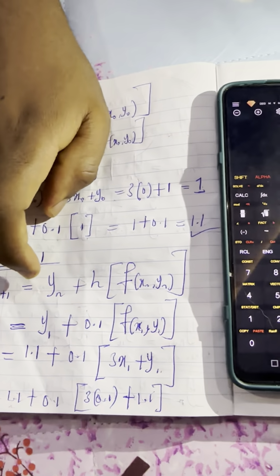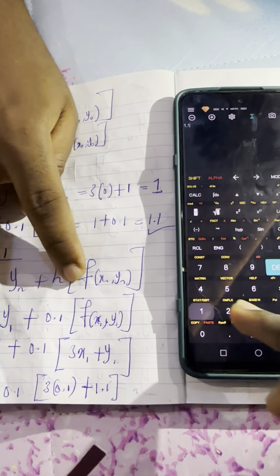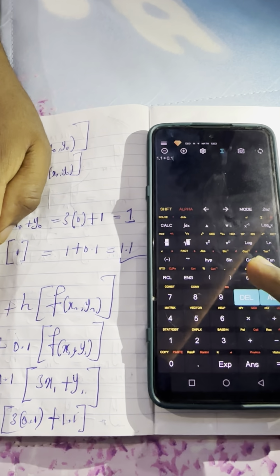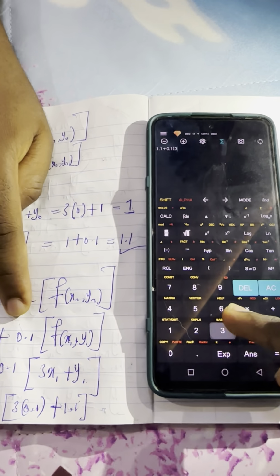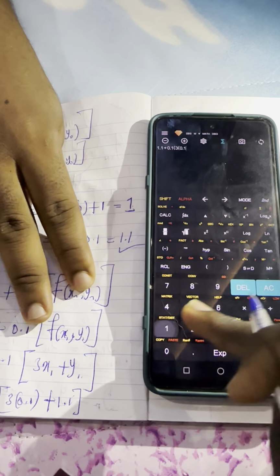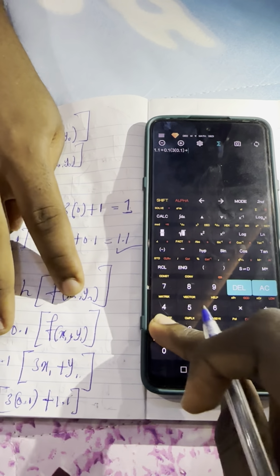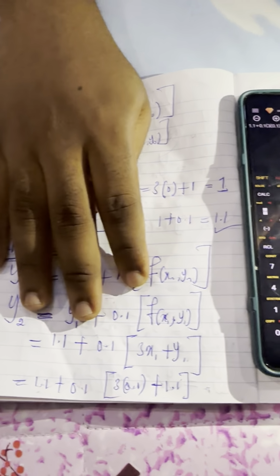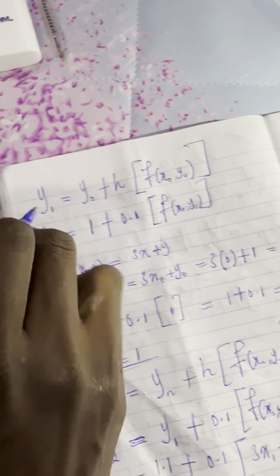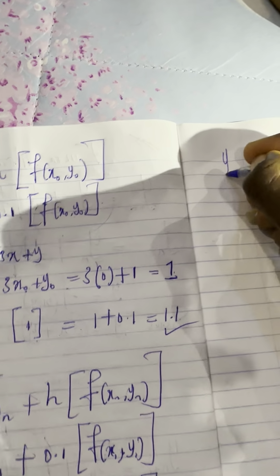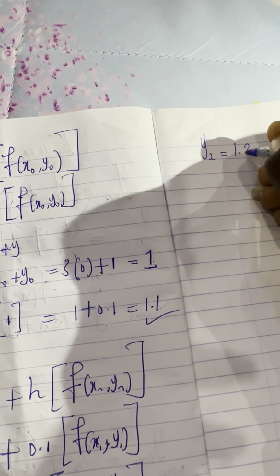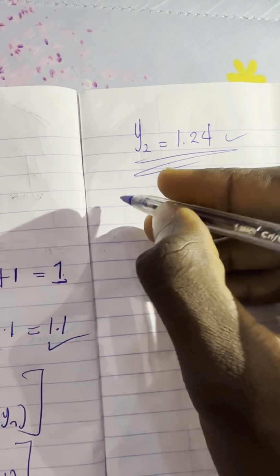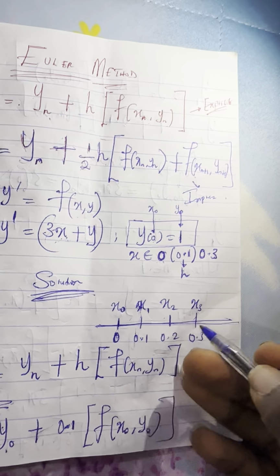So that's 1.1 plus 0.1 times 3 times 0.1 plus 1.1, which is 1.24. So y2 is equal to 1.24. This one doesn't end here; I still need 2 more steps to go.